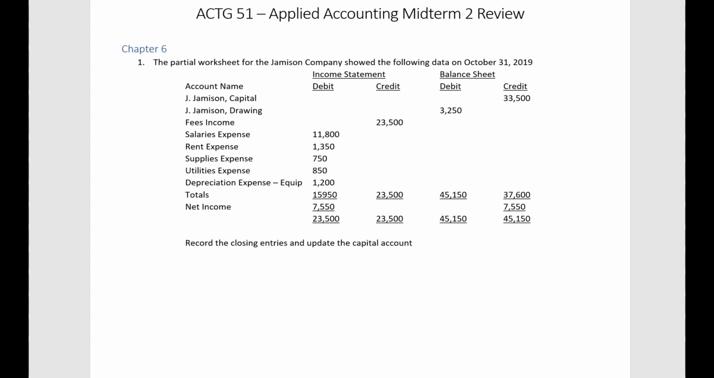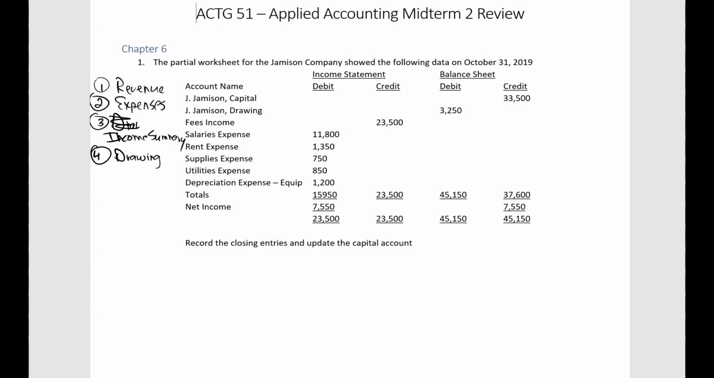Okay, so closing entries, we have 4 of them. The first one is to close the revenue. The second one is to close your expenses. Your third closing entry is to close your drawing. No, I'm sorry. Your third is to close your income summary. And then your fourth entry is to close your drawing or your withdrawal account.